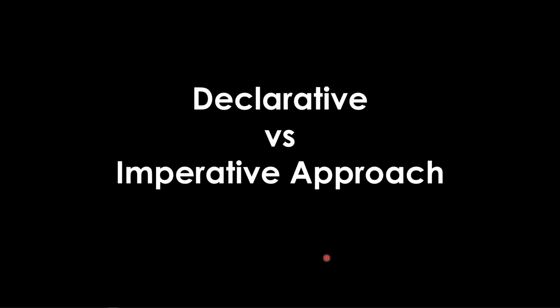Secondly, the imperative approach. In contrast, an imperative approach involves specifying the exact sequence of steps to achieve a desired outcome. While some infrastructure tools use an imperative approach, Terraform's declarative nature simplifies management and reduces complexity.